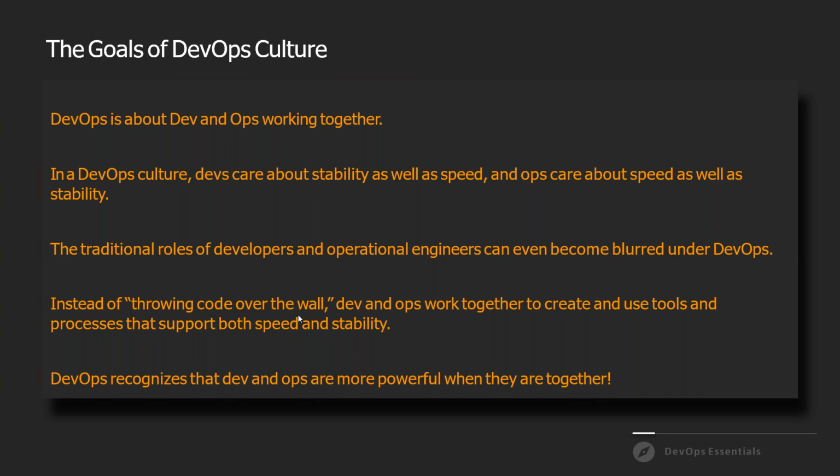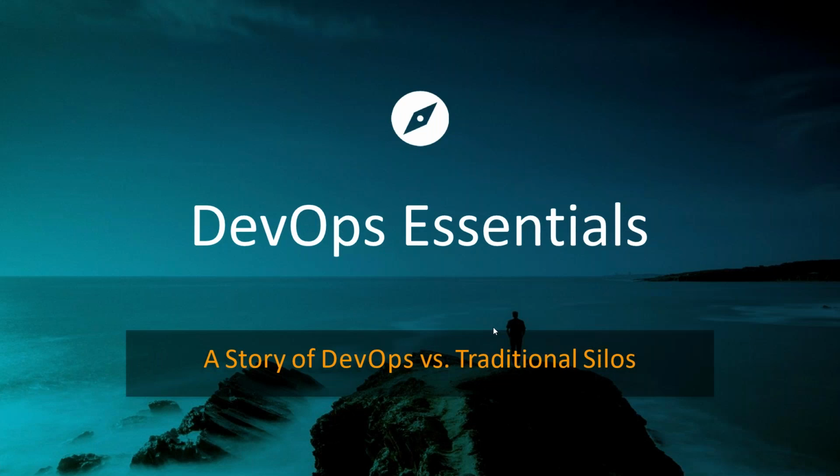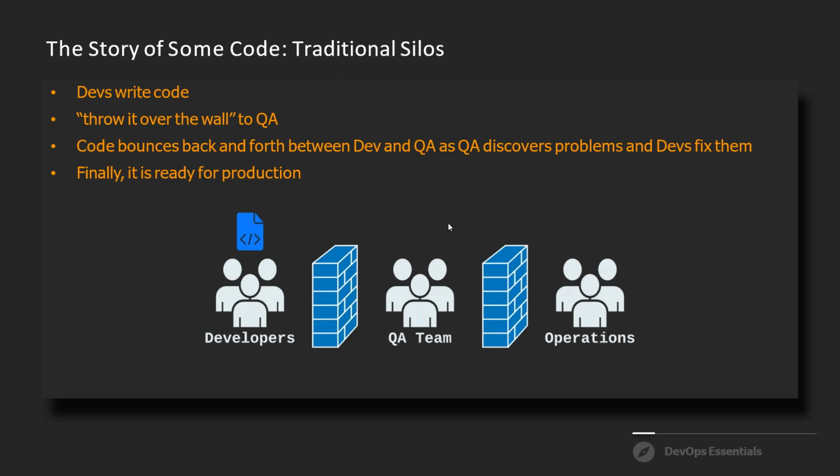Instead of throwing code over the wall, dev and ops work together to create and use tools and processes that support both speed and stability. DevOps recognizes that dev and ops are more powerful when they are together. So just to understand what DevOps is, let us understand the traditional methods, and then we'll get into the DevOps method to understand how it works.